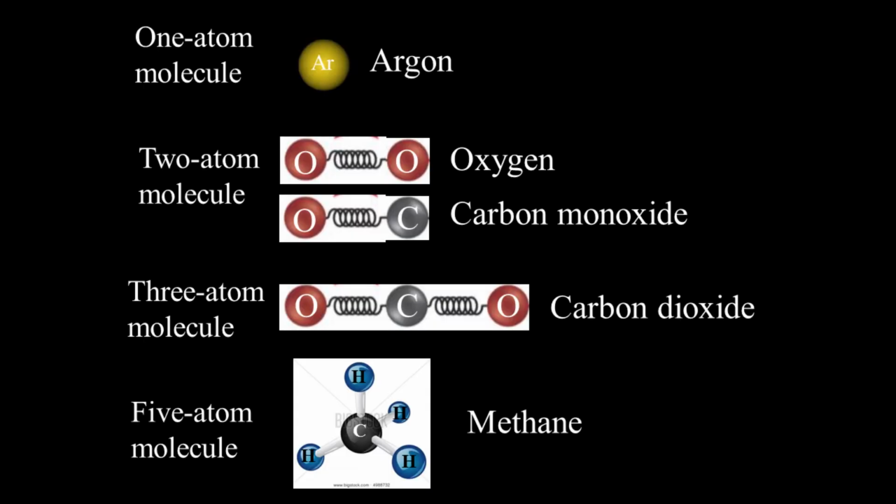A molecule can be composed of one or several hundreds of atoms. A molecule may consist of the atoms of a single chemical element, such as oxygen or O2, or of different elements, such as water or H2O, methane or CH4, and carbon dioxide or CO2. Here are examples of 1 atom, 2 atom, 3 atom, and 5 atom molecules.